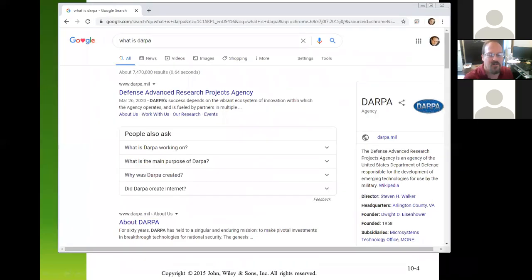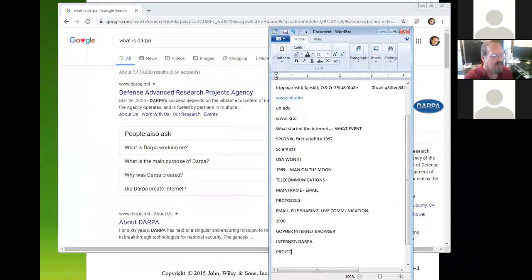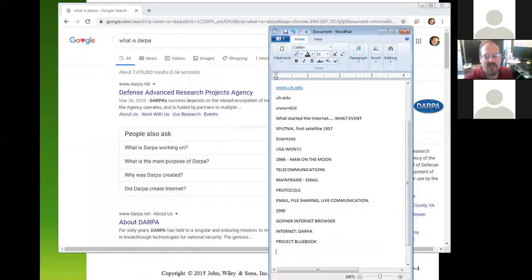There was another project other than the Internet Project, which is called Project Blue Book, in which they were looking for aliens from another world. I don't think we've ever found any aliens from another world, and if we did find them, they've been dead for millions of years, or vice versa. We've been dead for millions of years.